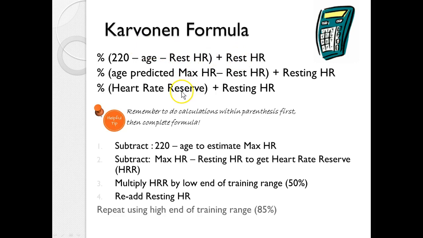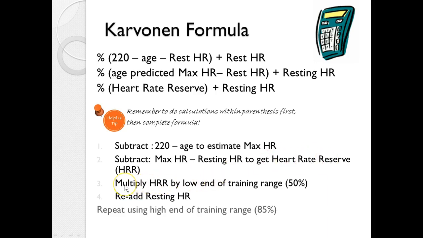So if you look at these carefully, these three formulas are saying the exact same thing. 220 minus age is the age predicted max. If you subtract out the resting, you have the heart rate reserve. So step 1 would be 220 minus age to predict the maximal heart rate. Step 2, max minus resting, to get the heart rate reserve.